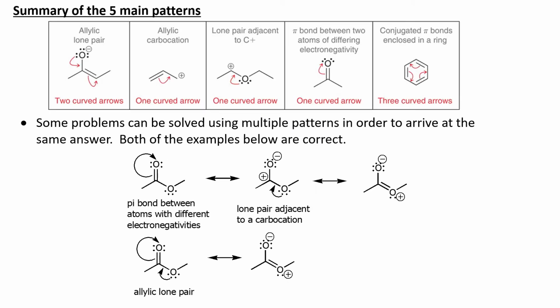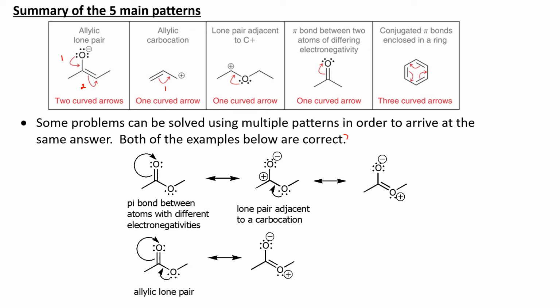So in summary, we have 5 patterns that we talked about and how to draw the arrows for each pattern. For the allylic lone pair, we needed 2 arrows, and we always went from atom to bond, bond to atom. First one and the second one. For the allylic positive charge, you only needed 1 arrow. It was always bond to bond. For the lone pair adjacent to a positive charge, we went from atom to adjacent bond, 1 arrow, and the next pattern was a pi bond between atoms with different electronegativities. We needed a single arrow going from bond to atom. And the last pattern was our conjugated pi bonds in a ring.